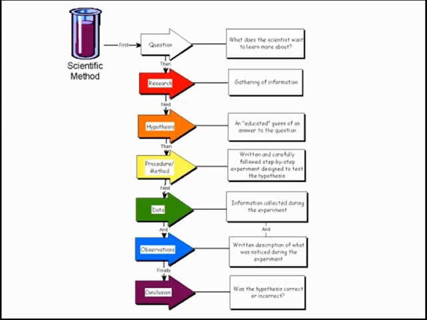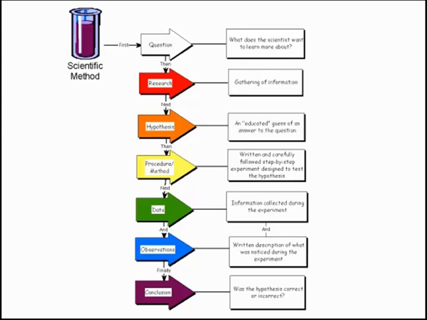Then we conduct some research. And by research, we're talking about background research. You gather information. You find out what else is known about the subject or about the question or the variables within that question. Next, you develop a hypothesis, an educated guess of an answer to your question. If I do this, this will happen. It's an if-then statement. And there's something called a null hypothesis too, which we'll address momentarily.